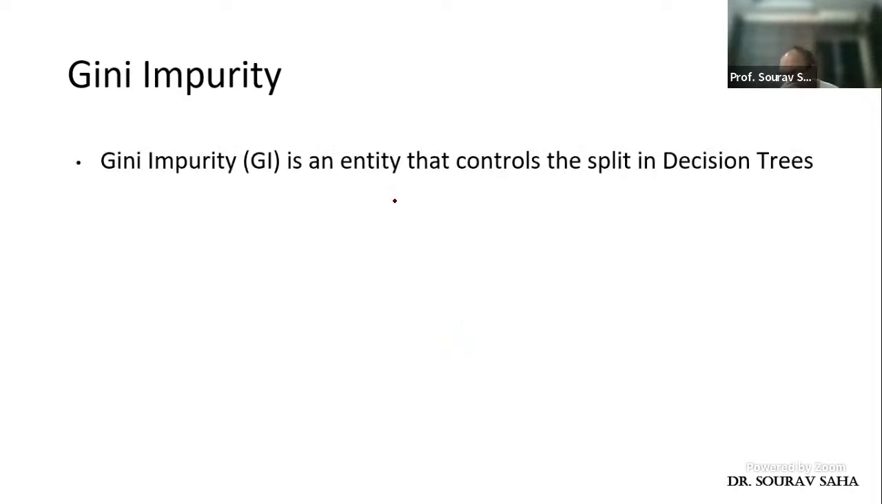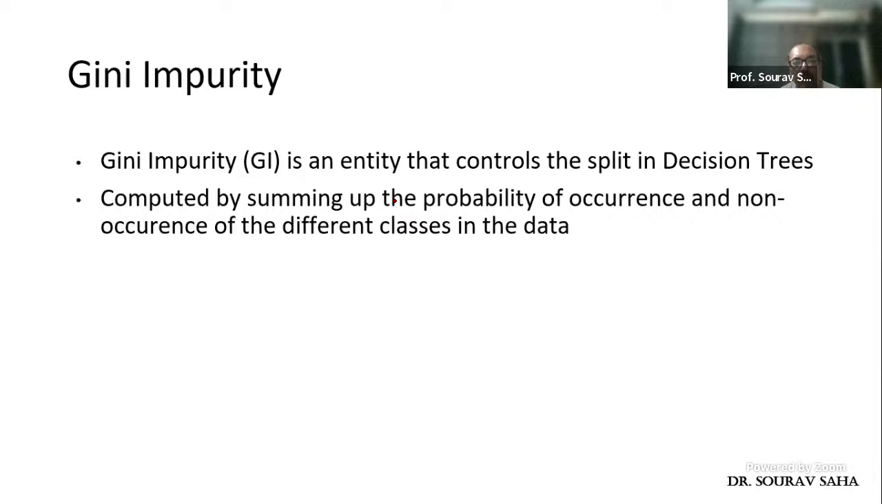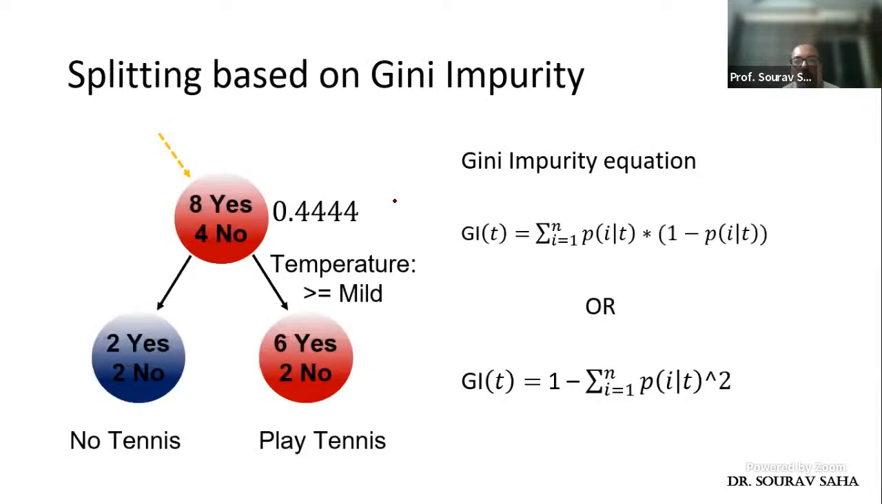Once again, it's an entity which will find out the amount of disturbance within the data. All these impurity measures, be it the classification error, Gini impurity, or entropy, find out how heterogeneous the data are. Gini impurity is also one of the same pieces, and what it does is it sums up the probability of occurrence and non-occurrence of the different classes of the data. So, let me show you the formula.